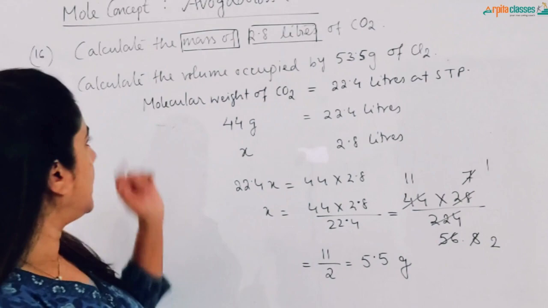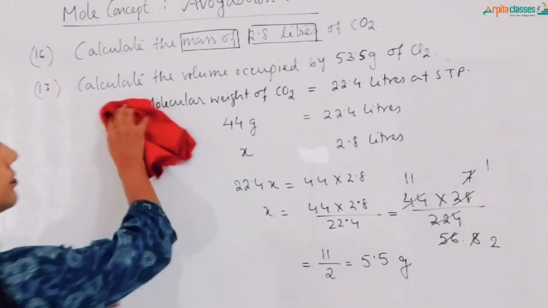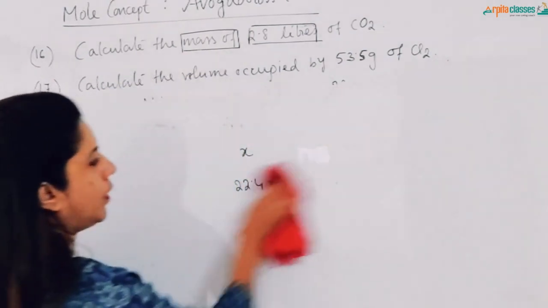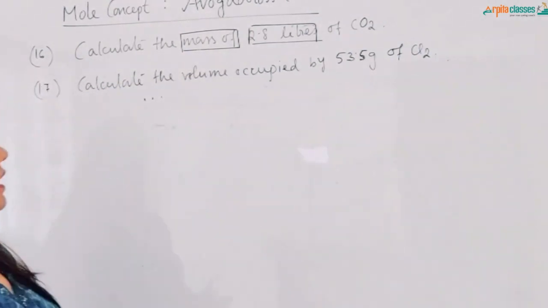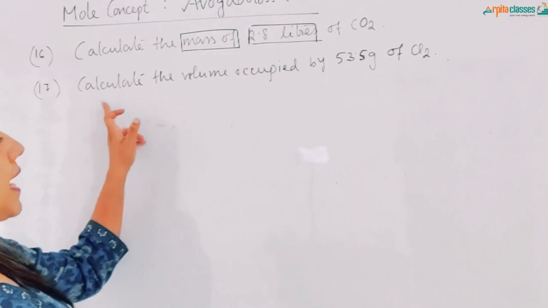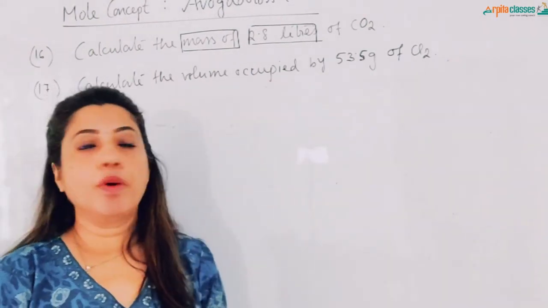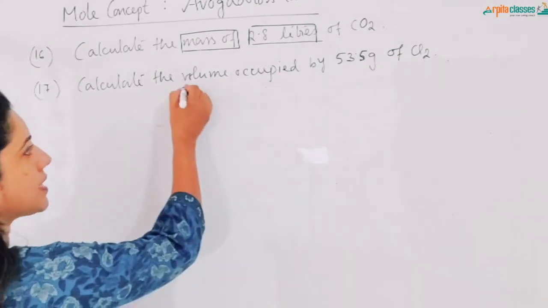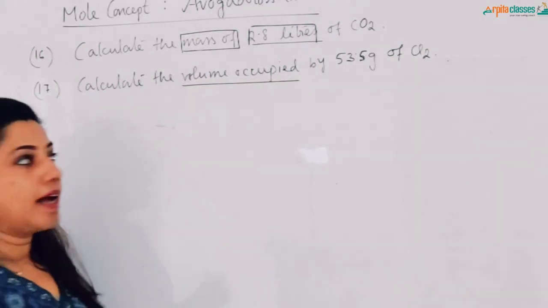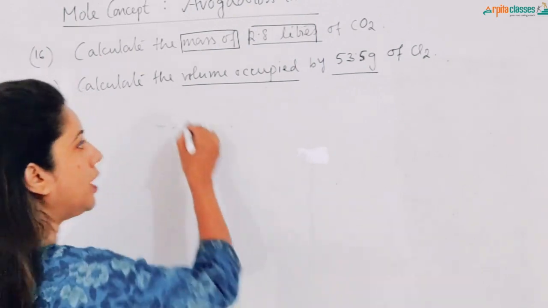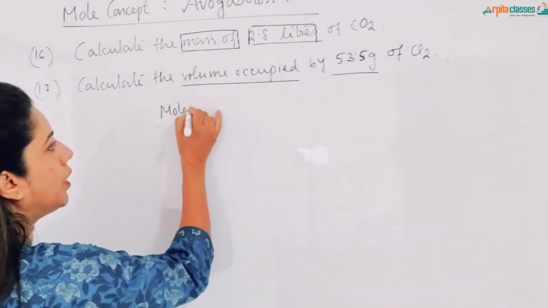Let us see the next question. The next question is, calculate the volume occupied by 53.5 gram of chlorine. Again they are asking for volume occupied, and they have given 53.5 gram. That means again we have to take the molecular weight of chlorine.